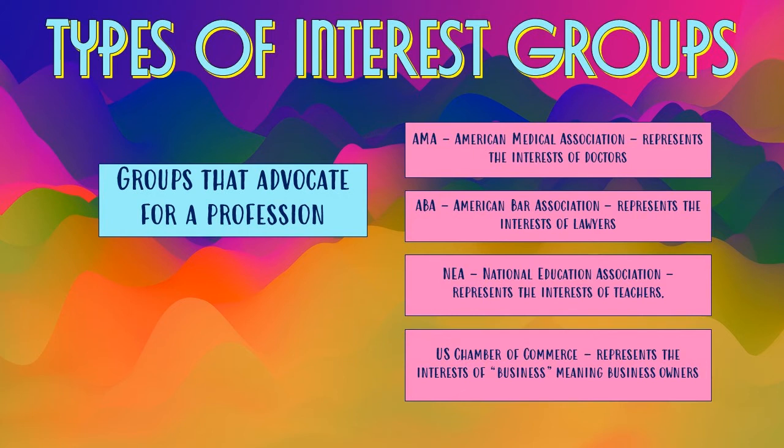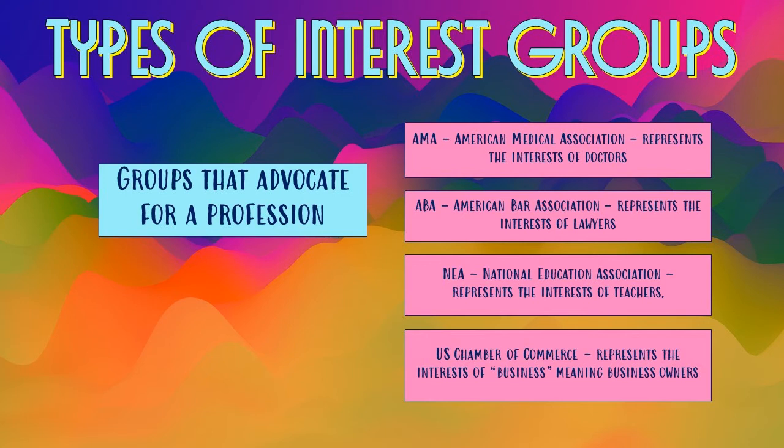The AMA is the American Medical Association. It's an interest group that represents the interests of doctors. So when a law is being passed that can impact what happens with doctors, they're going to be involved. The ABA, the American Bar Association, represents the interests of lawyers. So any kind of law that could impact lawyers, they're going to be a part of. They're going to make sure that their group is protected.